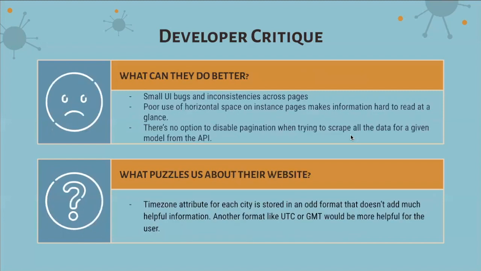What can they do better? There were some small UI bugs and inconsistencies across the instance pages. Also, there was some poor use of horizontal space on the instance pages, so it made you have to scroll a lot, which made it hard to read information. The UI cards on the attraction pages could have been made a little bit more attractive by including some form of media on the front of the card itself. And lastly, there was no option to disable pagination on the API to read all of the instances of a given model.